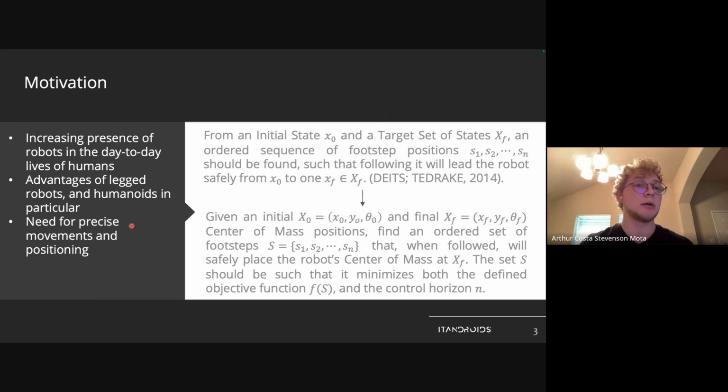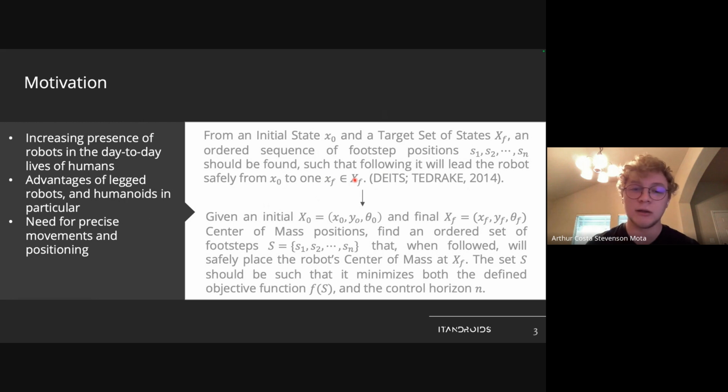So just a brief overview of the problem that I will be tackling in this thesis. The formal presentation was first by Dietz and Tedrake in a master's thesis: from an initial state x0 and a target set of states xf, an ordered sequence of footstep positions s1 to sn should be found such that following it will lead the robot safely from one initial state to one final state inside the set of states. This is what I based myself on.